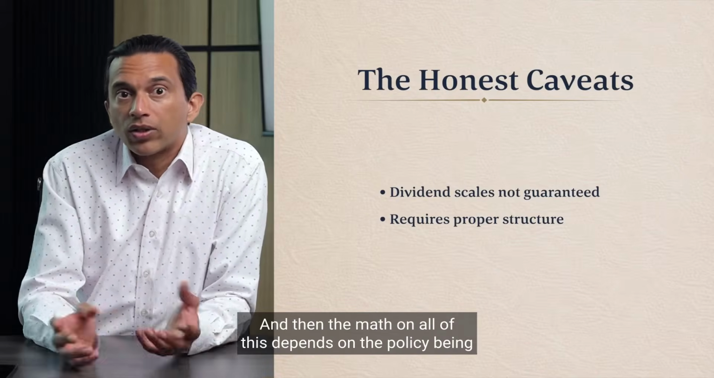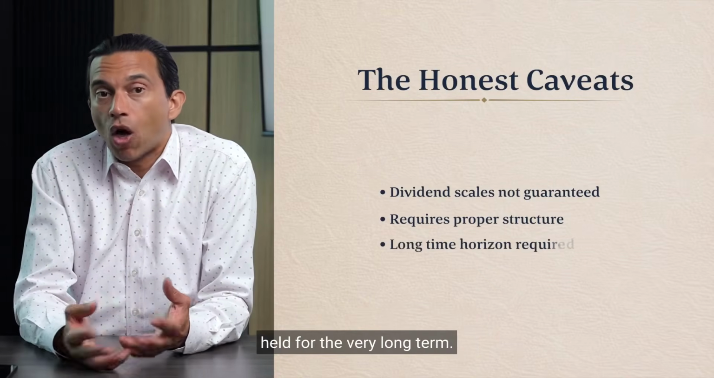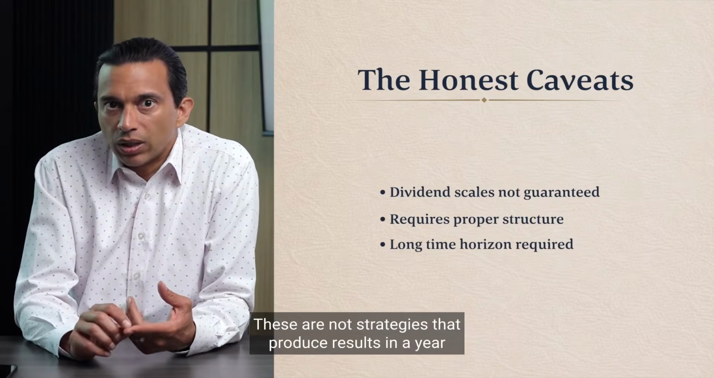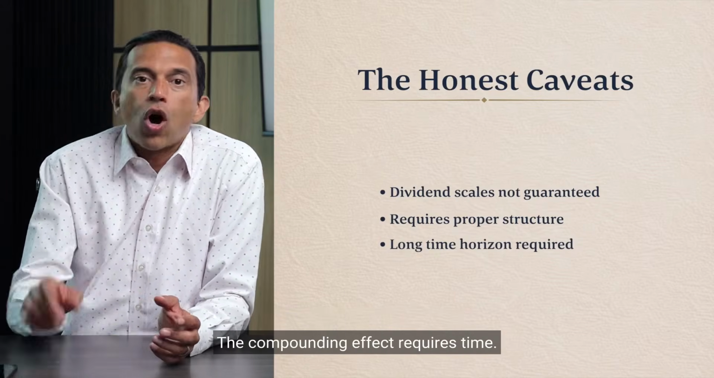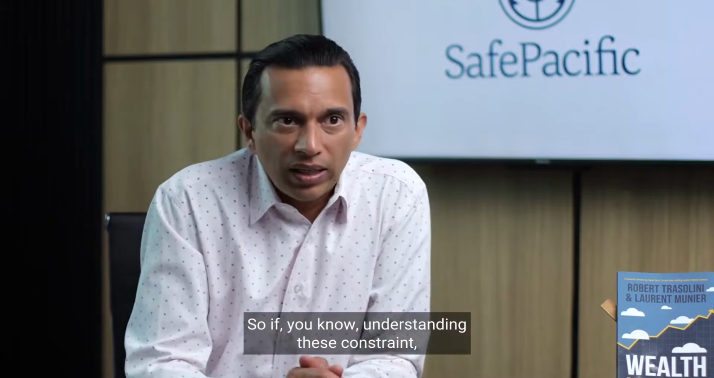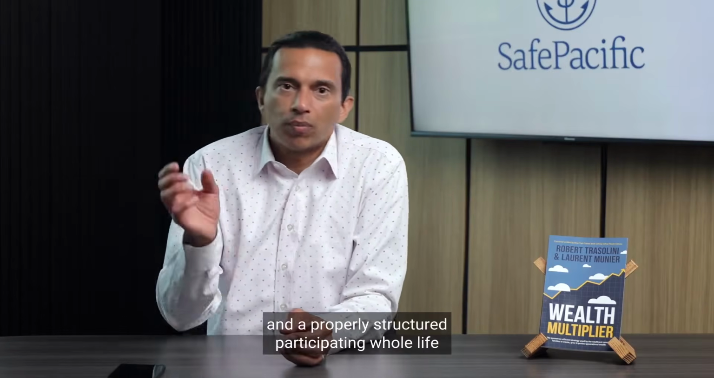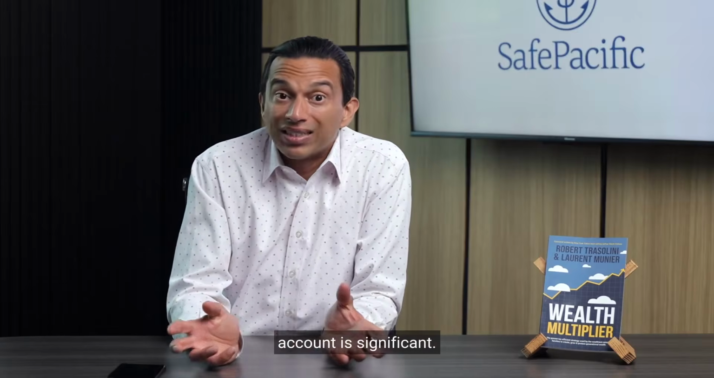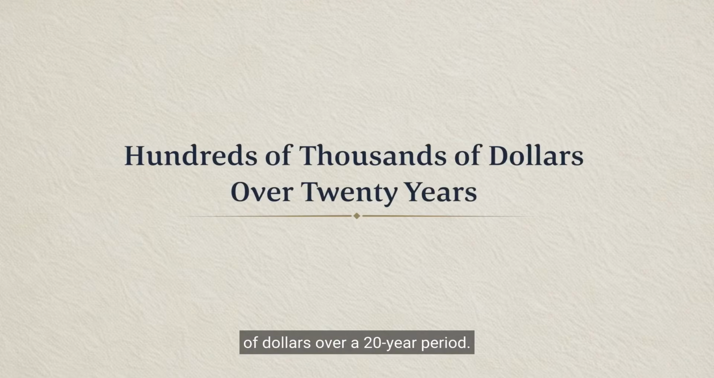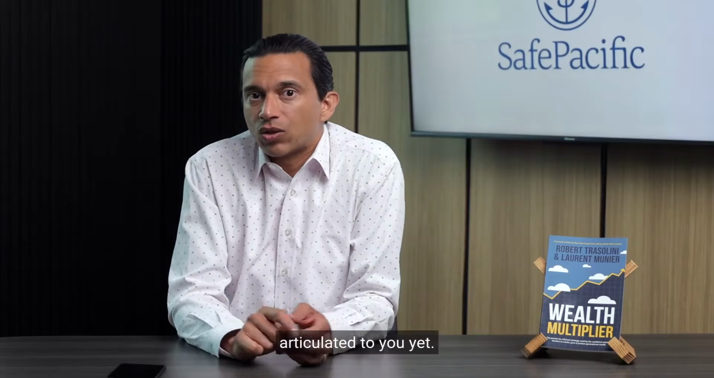And then the math on all of this depends on the policy being held for the very long term. These are not strategies that produce results in a year or 2 years or 3 years. The compounding effect requires time. So if, understanding these constraints, the after-tax efficiency gap between the corporate investment account and a properly structured participating whole life account is significant. Often, for clients, it could be hundreds of thousands of dollars over a 20-year period. It could even be millions. The gap is the answer to the question that your accountant probably hasn't fully articulated to you yet.